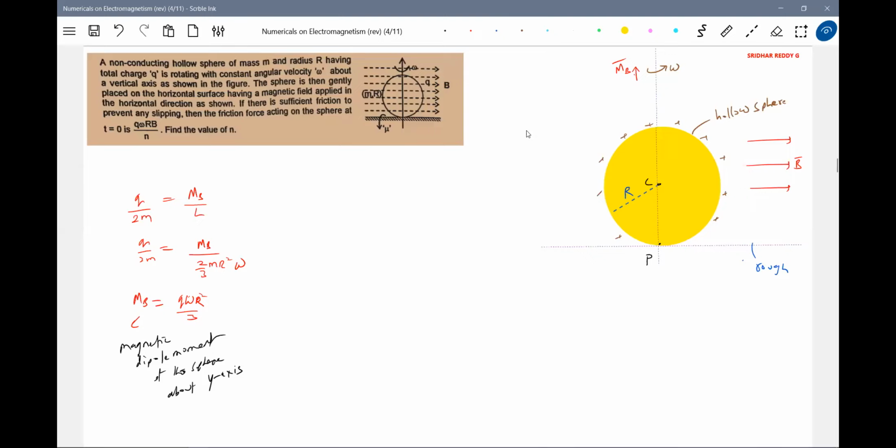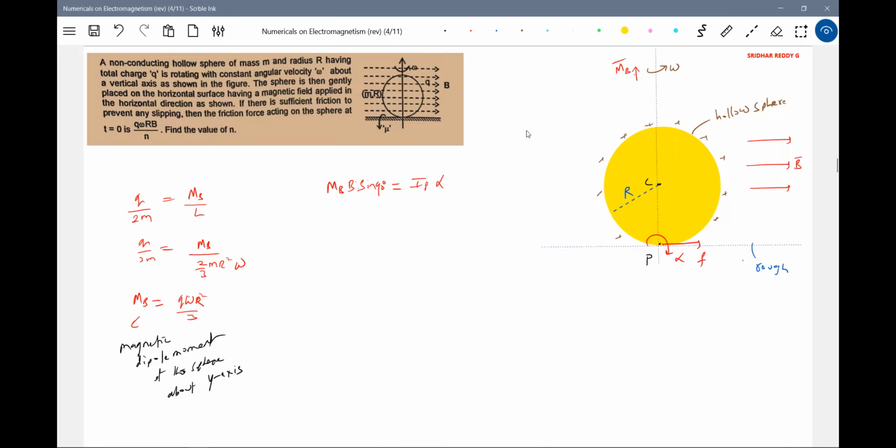So m b bar cross b bar. The torque will act, and due to the torque, the point P will move backwards. There'll be slipping, and the friction will act in forward direction. So now the torque due to dipole moment should be equal to m b into b sine 90 degrees, equal to I p into alpha. Don't get confused. This omega, this alpha, we are discussing that instantaneous angular acceleration.